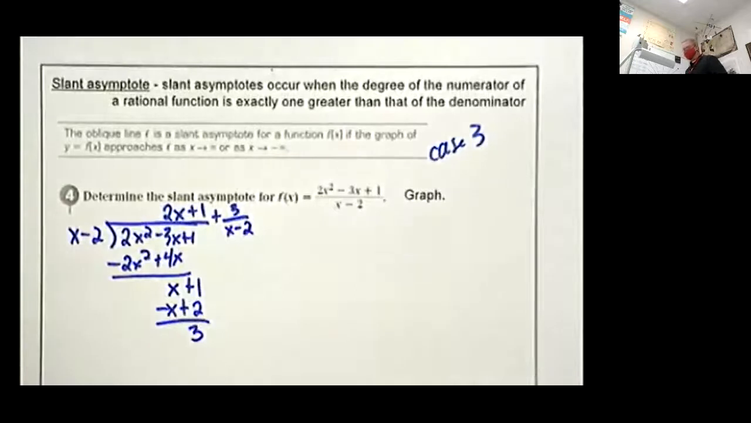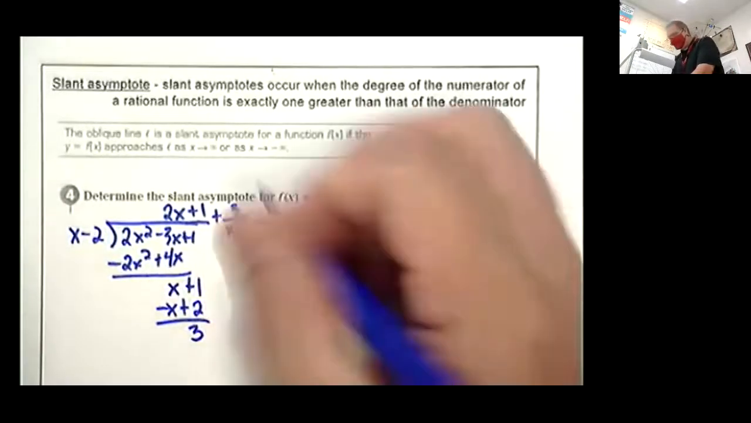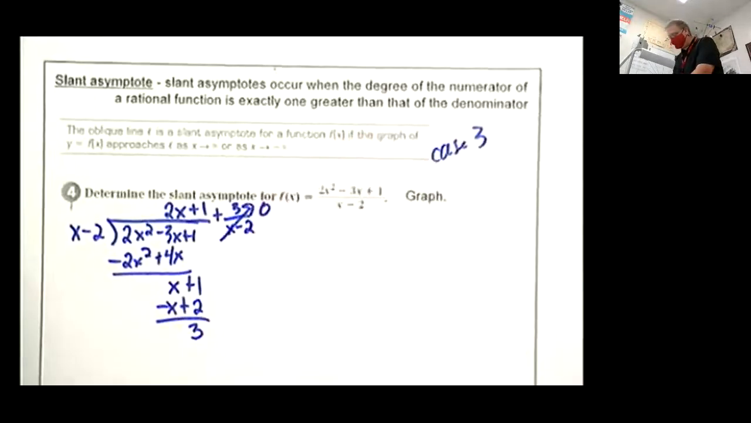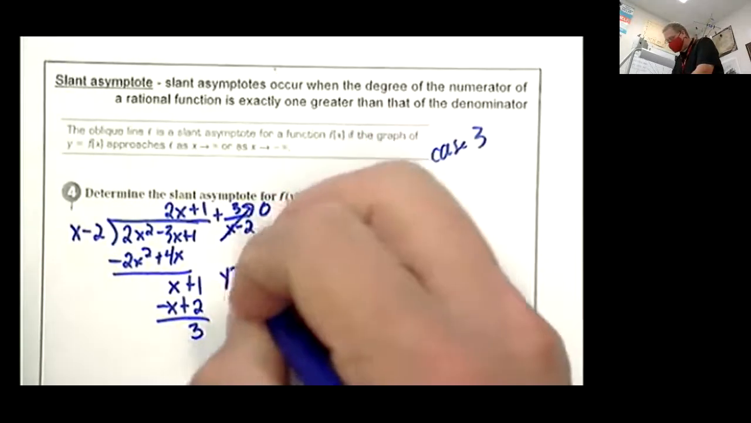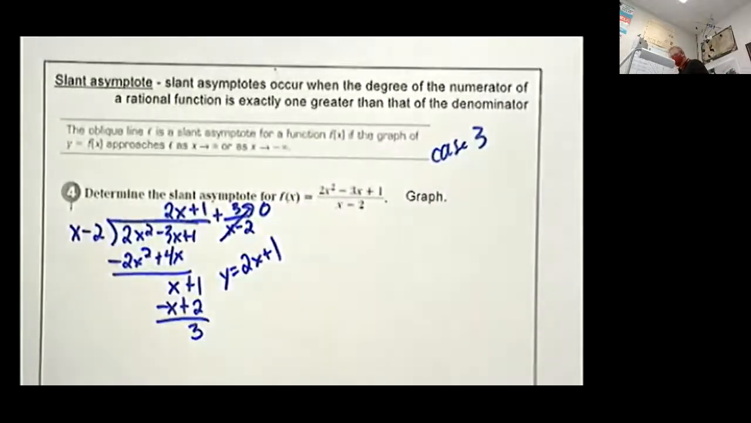And so what happens as x gets bigger and bigger and bigger, right? As x goes to infinity, this thing goes to 0. So what's our slant asymptote? It's y equals 2x plus 1.